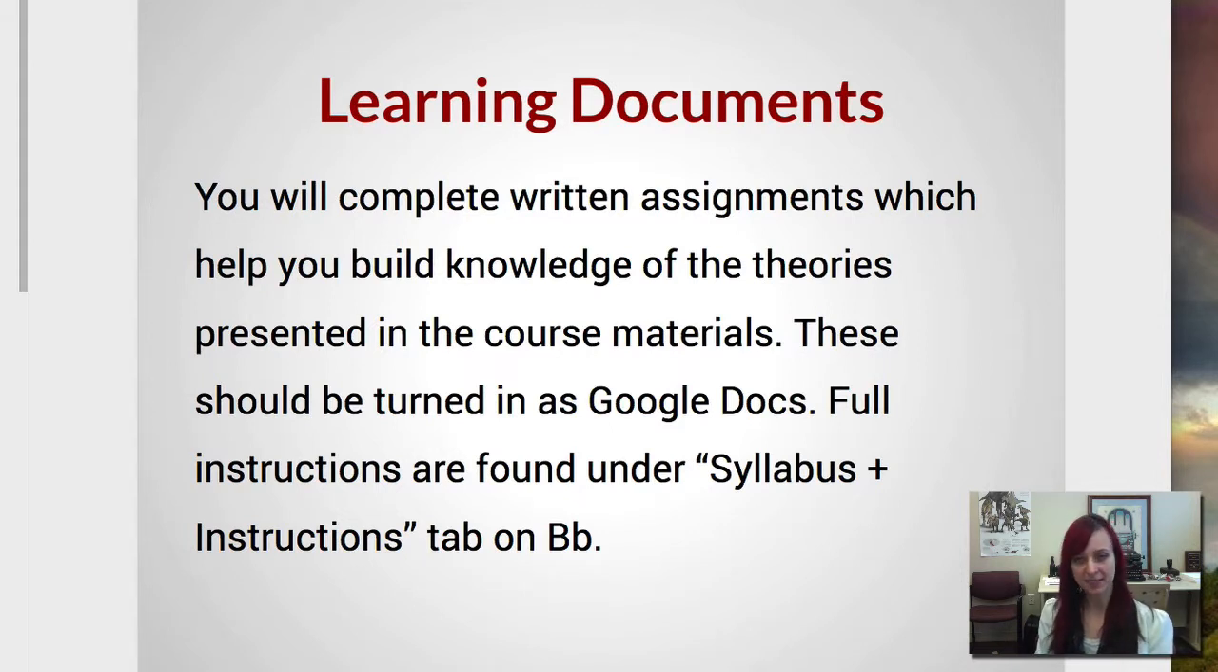Expect these to take longer than you think. The hardest part about these assignments is not writing them, it's thinking. It's just sitting down and figuring out, okay, what does this reading have to do with this reading? Because it's not always going to be immediately clear. The readings don't reference each other. You have to figure out what they have to do with each other. You'll spend probably more time thinking about what to put in your learning document than you will typing it out.